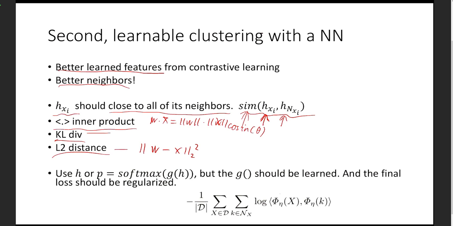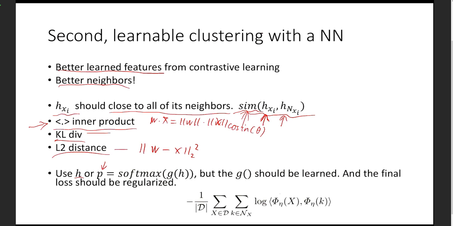So in this paper they choose the inner product. It's okay. Then we also have different choices to compute the similarity. One is to directly use these features H. We can also consider further: we can use the probability vector after an extra neural network.